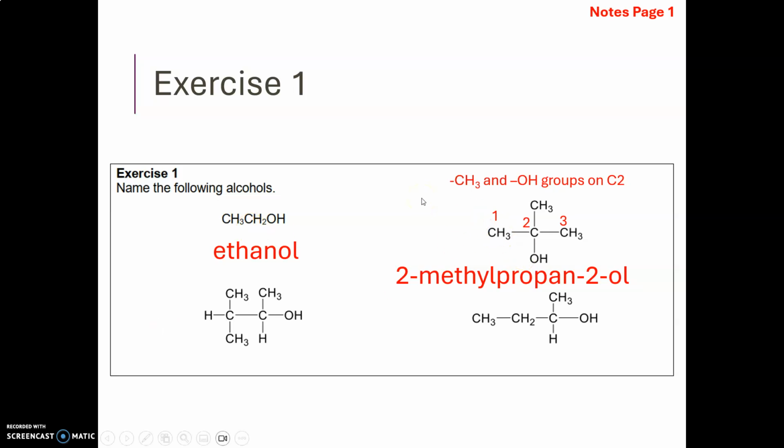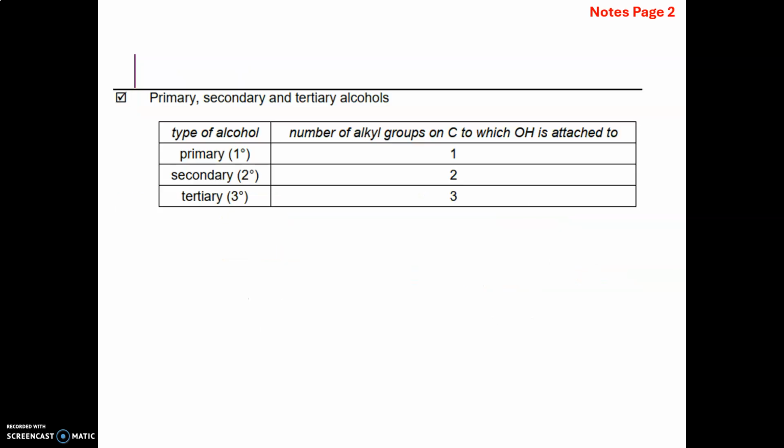Next, we are going to look at another way to classify alcohols, which is primary, secondary, and tertiary alcohols. This classification is based on the number of alkyl groups on the carbon to which the hydroxyl group is attached. And this classification of alcohols is important because different classes of alcohols may undergo different reactions, as you'll see later.